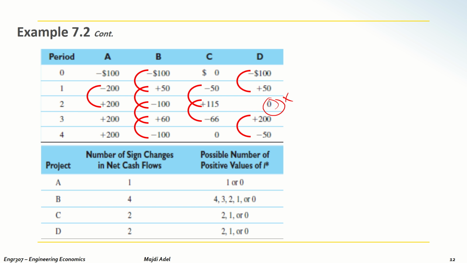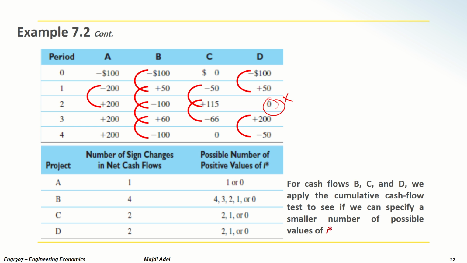Project B changes its sign 4 times, then a maximum of 4 rates of return exist, but I may have 3, 2, 1, or no rate of return. For projects C and D, the same, 2 sign changes. This means a maximum of 2 rates of return, but I may have no rate of return or 1 rate of return. Now, for projects B, C, and D, since we have multiple rates of return, we have to apply the second rule, the accumulated cash flow sign test, to see if we can reduce the number of internal rates of return.